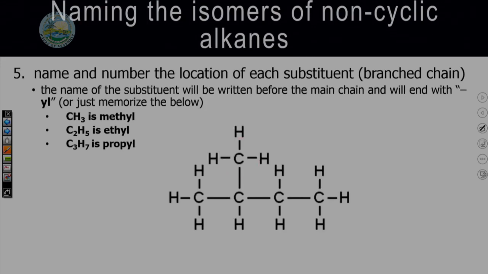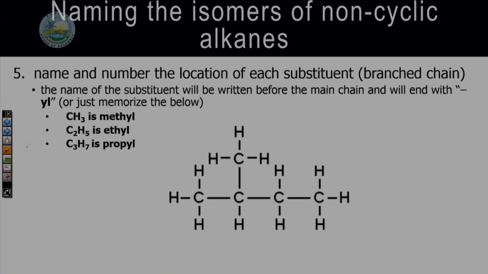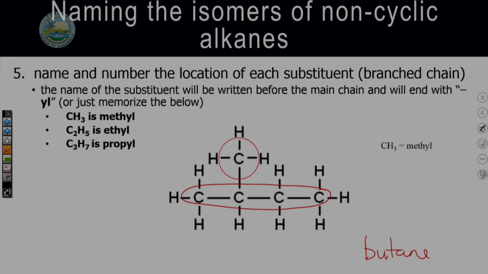So 1, we would have found out which one is the longest chain, and the longest chain is but, and we said that we call it butane. All right. But this is not what we're looking at. We are looking at name and number the location of each substituent. When we're talking about a substituent, we are talking about the branch chain. And in this case, the branch chain is this. And this is a carbon bonded to 3 hydrogen, which is a CH3 group, all right, which is methyl.